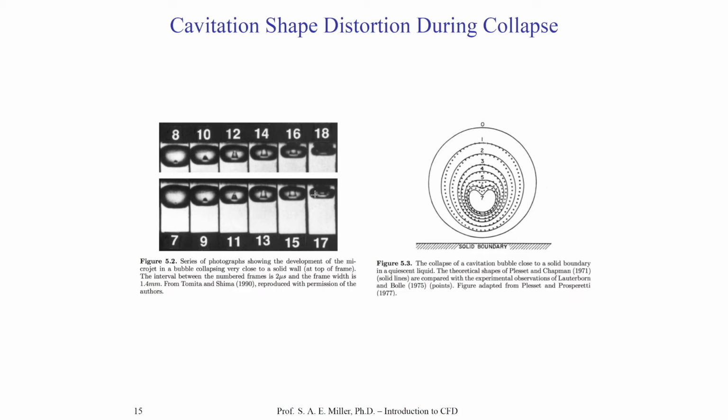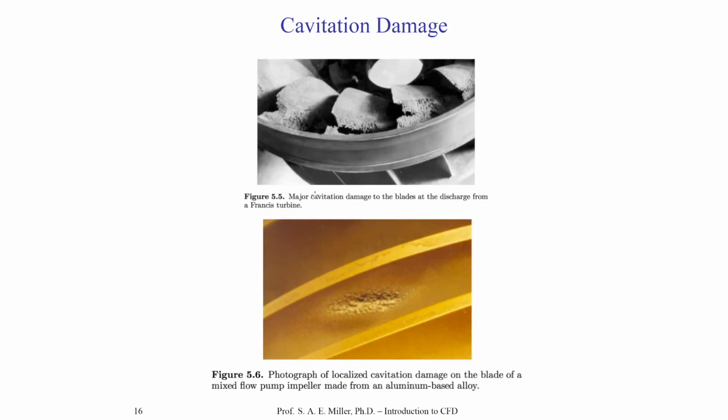We care a lot about cavitation bubbles and how they form near walls because, of course, they create damage. Here I've shown some particular photographs of damage due to cavitation. The top is major cavitation damage to the blades discharged from a Francis turbine. So here are the turbine blades, and these blades have been eroded due to effects of cavitation.